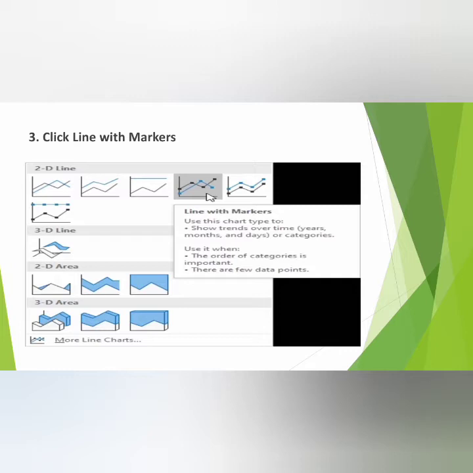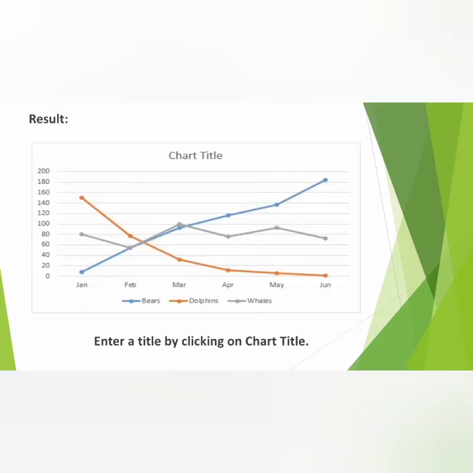because line with markers is used when we want to show the trends over time, years, months and days, or categories. And we can also use it when the order of categories is important. There are few data points, so we can see the result in front of us, across all the months. The blue line denotes the bears, the orange line denotes dolphins, and the gray line denotes whales over here.